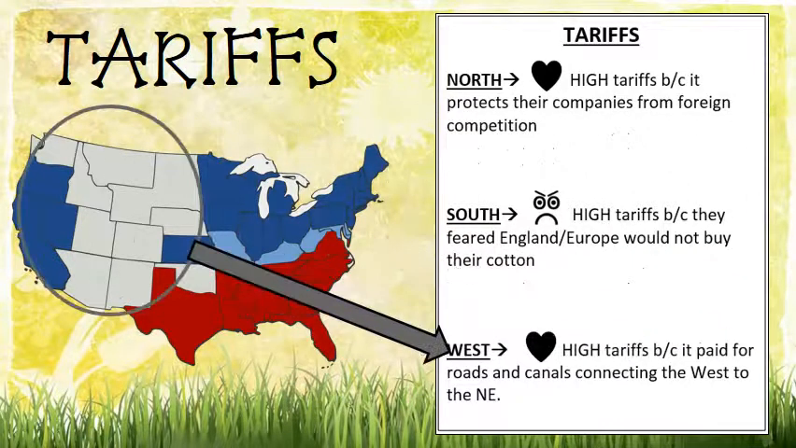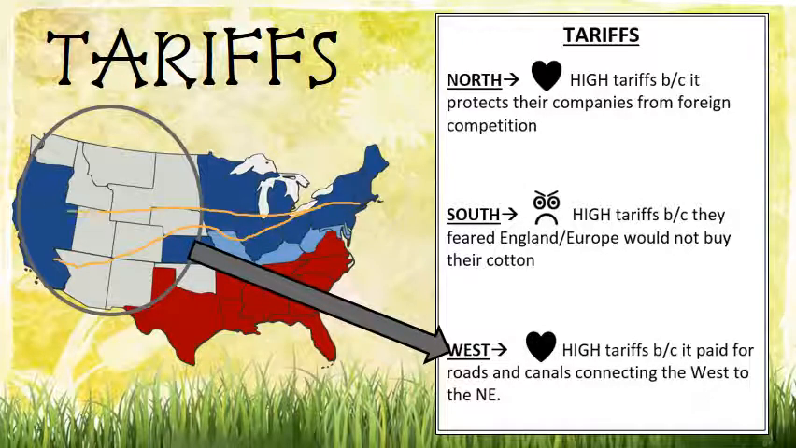Now the West is one that we haven't discussed yet. The West actually likes high tariffs because remember, a tariff is an added tax on foreign goods. That extra tariff helped to pay for roads and canals that would connect the West to the Northeast. So you have all these roads, especially from here to here. I know we have a railroad going through here.